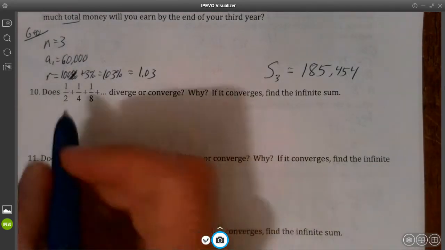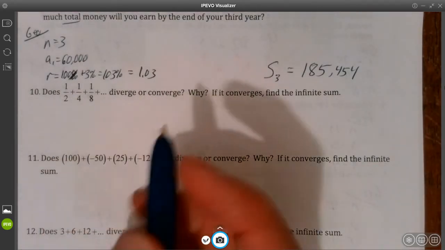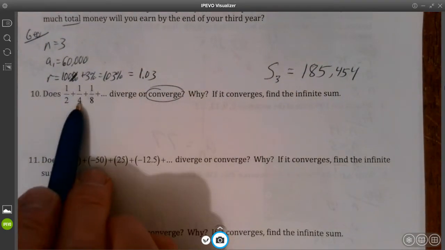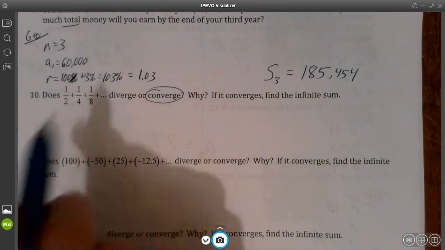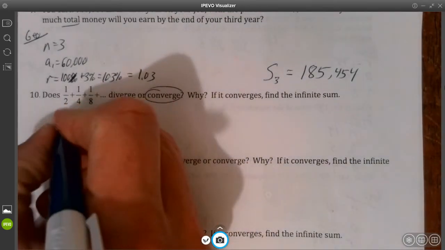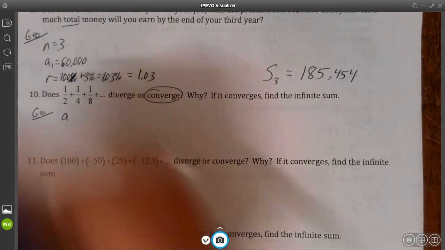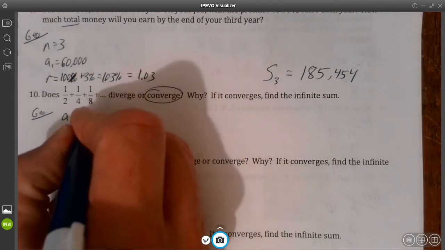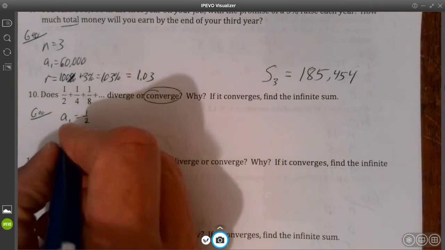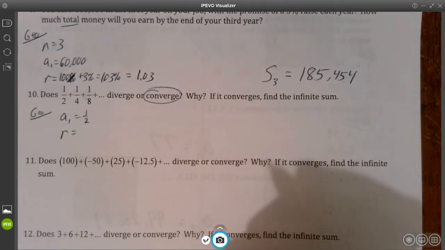If I had 1/2 plus 1/4 plus 1/8, actually this one is going to converge, because these numbers are getting closer to 0. And there's another way of looking at it too. This is geometric, by the way. My first term is a half. My common ratio is, well, if you don't know what it is, that's fine, but we'll deal with it.